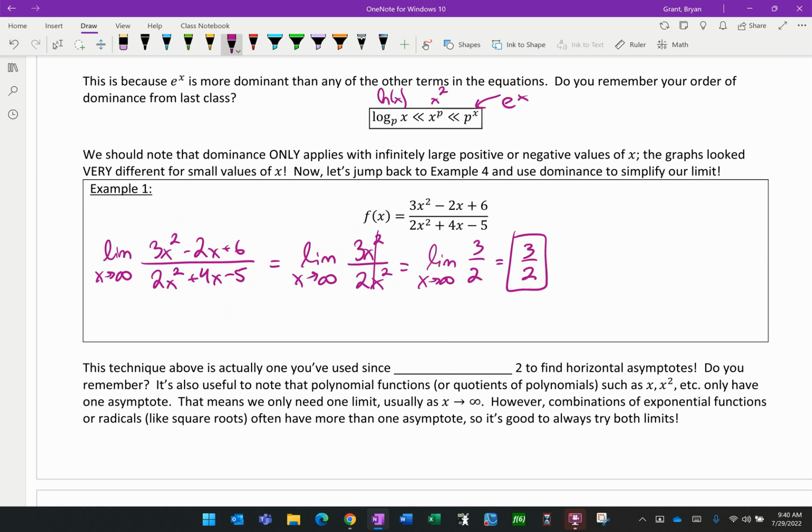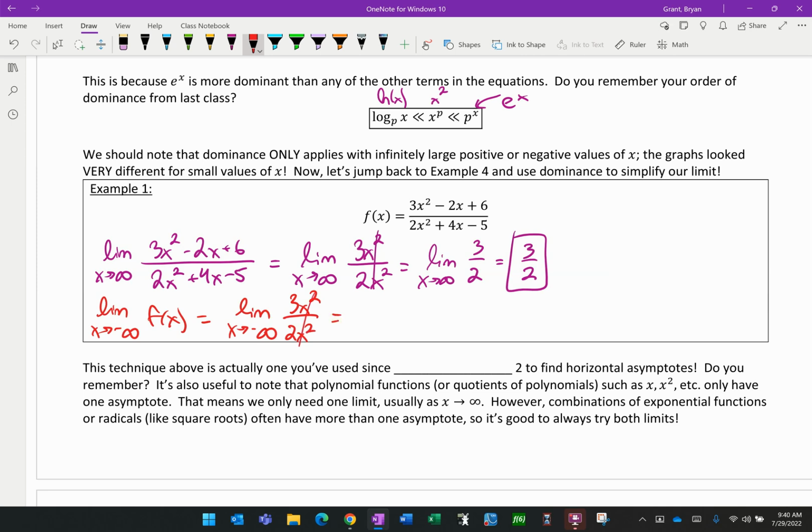Nice. Now, if we wanted to do the limit as we approach negative infinity, I'm going to save myself from writing this fraction. It's a little obnoxious. I'm just going to say f of x. And then I'm going to quickly simplify. I'll do the same thing as we approach negative infinity of 3x squared over 2x squared. Those are true statements. They are the same limit.